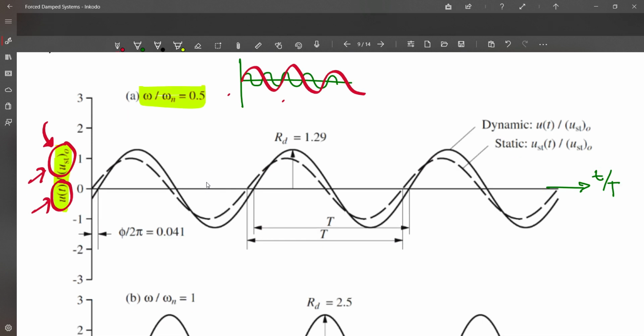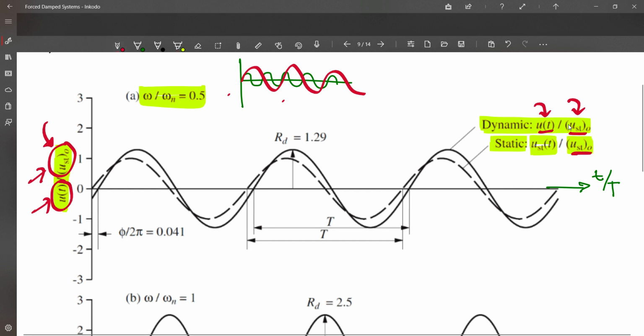Okay, now let's see. We have two different lines. The solid line, which we call the dynamic response, is u(t) over u static node. This gives us the ratio between the dynamic response and the maximum static response. However, the dashed line gives us what we call the static response, which is u static over u static node.